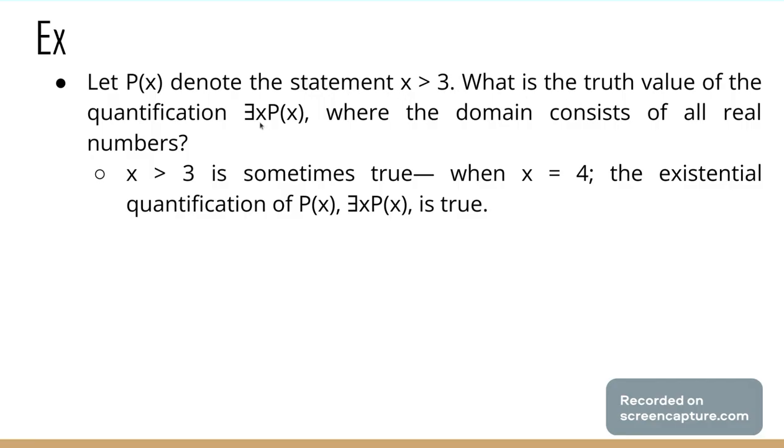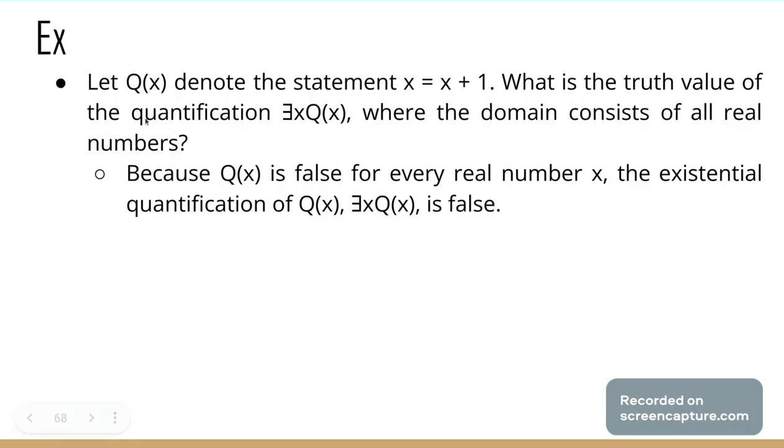What is the truth value of the quantification there exists an x greater than 3 in real numbers? Here x greater than 3 means any value above 3. So there is one value, x equal to 4, if you take. This existential statement is true. And we don't need to look at more. We only need to show that one value is there which is giving this statement a true value.